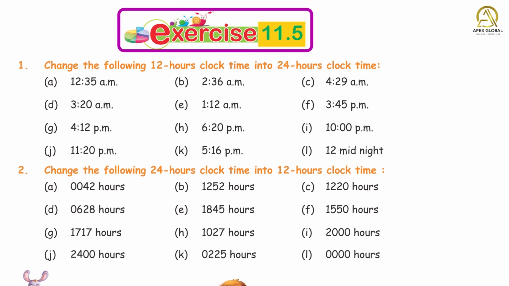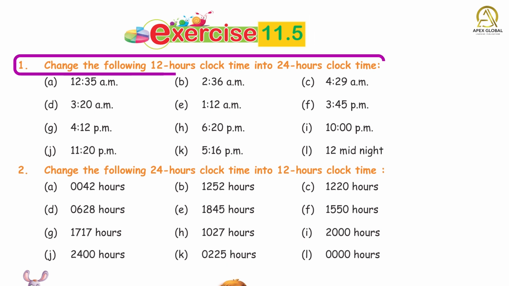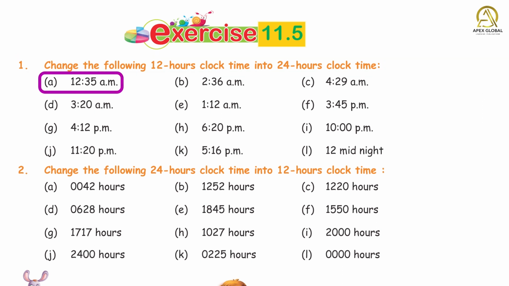Exercise 11.5. Question 1. Change the following 12-hour clock times into 24-hour clock times. A. 12:35 a.m., 00:35. B. 2:36 a.m., 2:36. C. 4:29 a.m., 4:29. D. 3:20 a.m., 3:20. E. 1:12 a.m., 1:12.